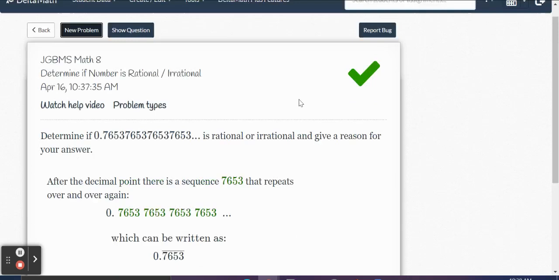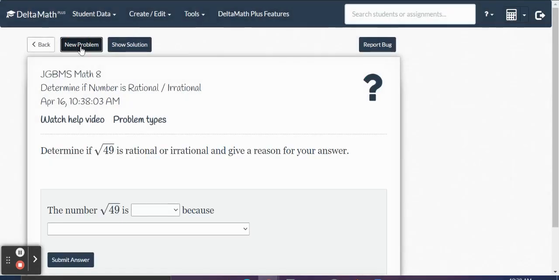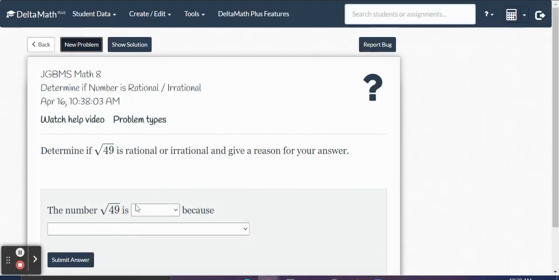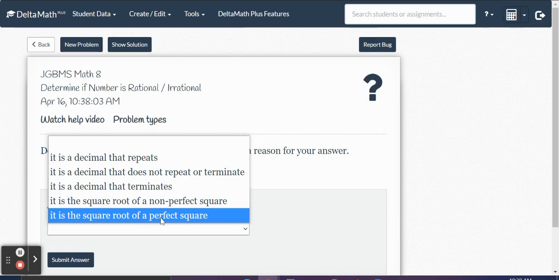And there we go. We'll do one more. Square root of 49. Is 49 a perfect square? Let's take a look. It is. Square root of 49 is 7. So the square root of 49 is rational because it is a perfect square.